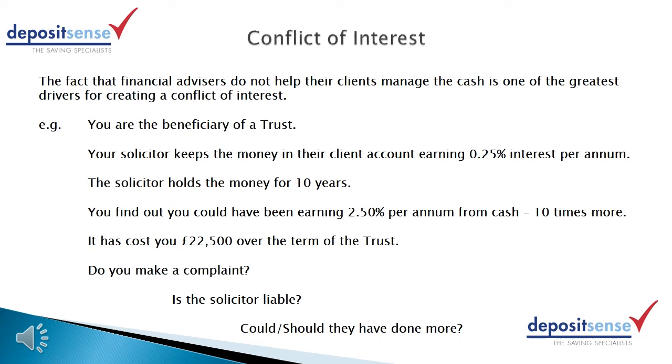So first of all, consider this example. You are the beneficiary of a trust. Your solicitor keeps the money in their client account earning 0.25% interest per annum, and the solicitor holds this money for 10 years. You find out you could have been earning 2.5% per annum from cash, which is equivalent to 10 times more than you have been earning, and this has cost you £22,500 over the term of the trust. Three questions at this point. Do you make a complaint? Is the solicitor liable? And could or should they have done more?